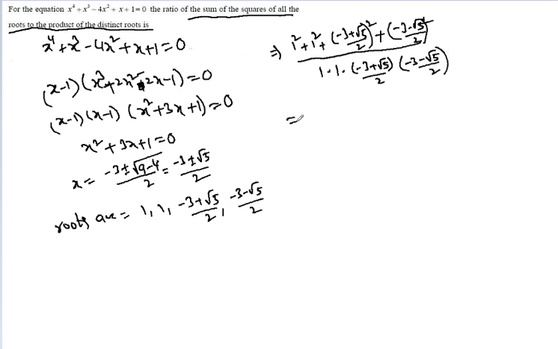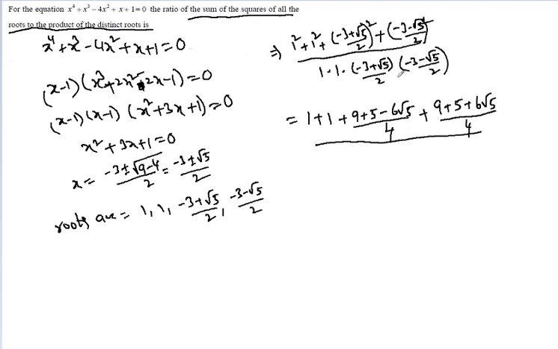That is 1 square is 1, plus 1, plus (minus 3 plus root 5) whole square, that is 9 plus 5 minus 6 root 5 by 4, plus 9 plus 5 plus 6 root 5 by 4, by, this is (a plus b) into (a minus b), that is minus 3 whole square, 9 minus root 5 whole square is 5, by 2 into 2, 4.